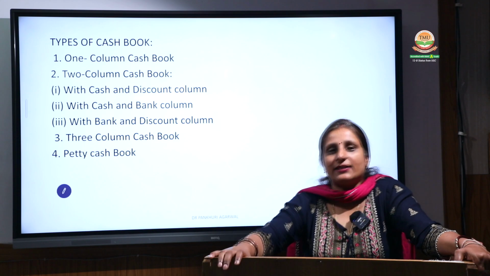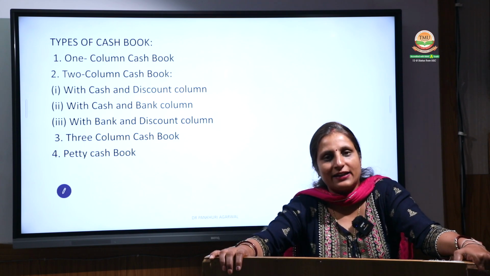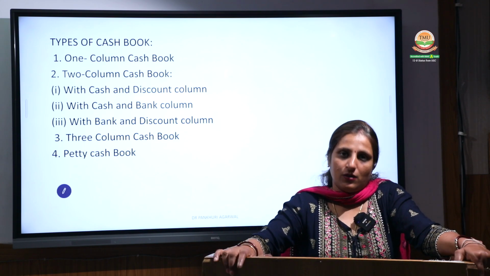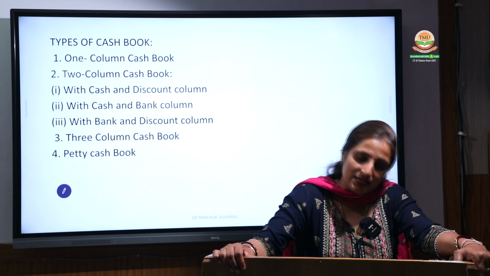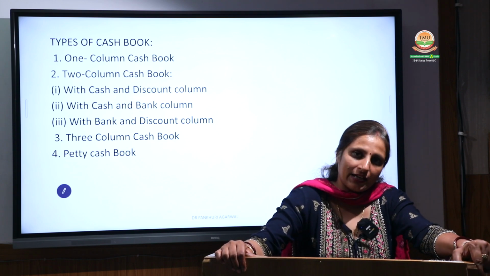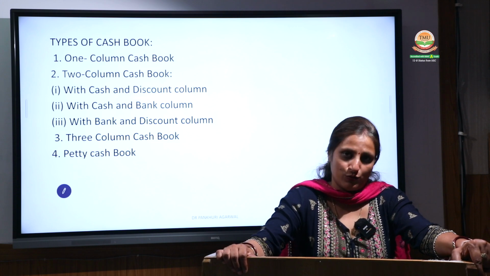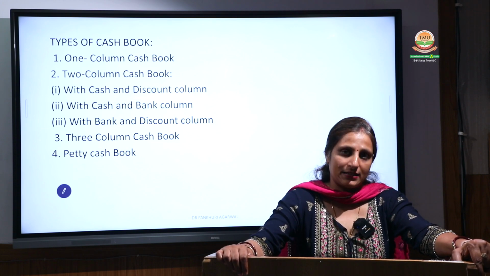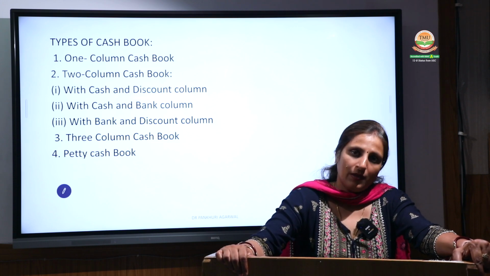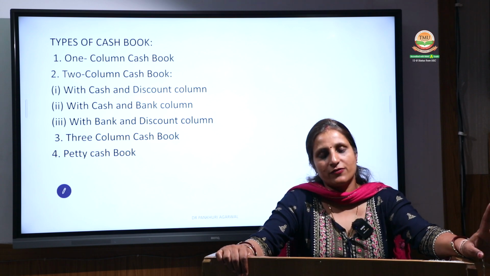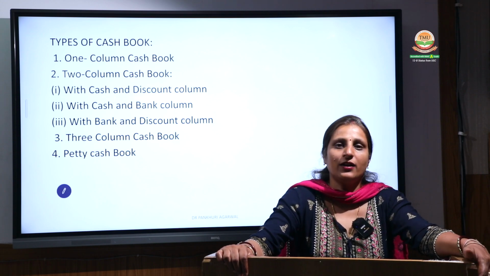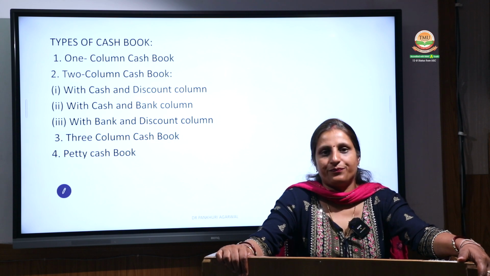3-column cash book and the cash book with cash, bank and discount column is the same. When you prepare your cash book with the cash account, bank account and discount account, all three accounts are prepared in one cash book, then it is known as the 3-column cash book because it consists of 3 columns. One column is for cash, one column is for bank and another column is for discount.